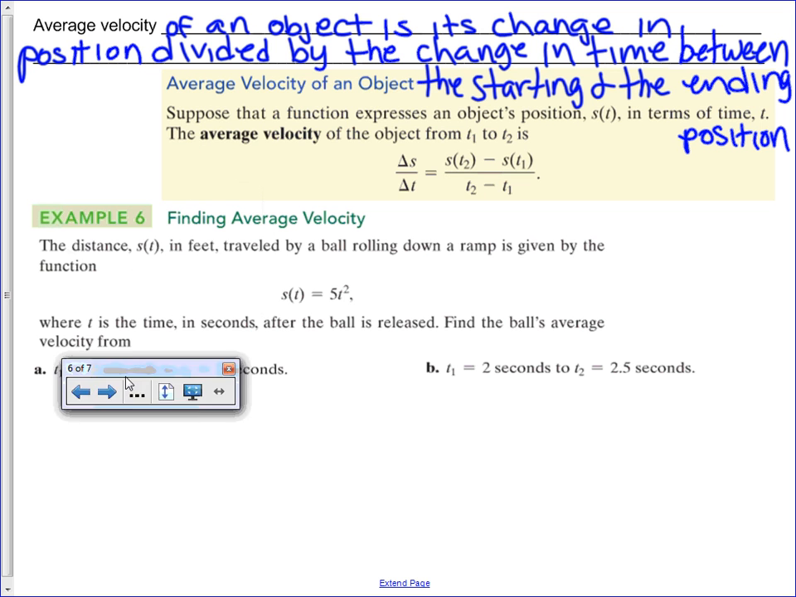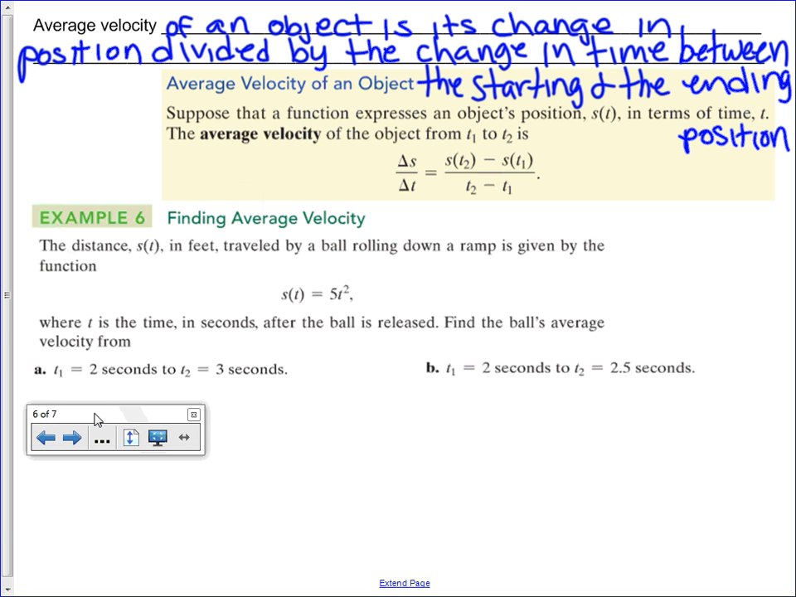Now let's look at the definition from our textbook. And here we have average velocity of an object. Suppose that a function expresses an object's position s of t in terms of time. So now here we're calling time our independent variable. So no more x, time. Also, instead of using f of x, we're using s of t. So this is our dependent variable. And I know that you guys are very used to having x and y or x and f of x. So now just think about other variables. So instead of x, we are using t for time. And instead of f of x, we are using s of t.